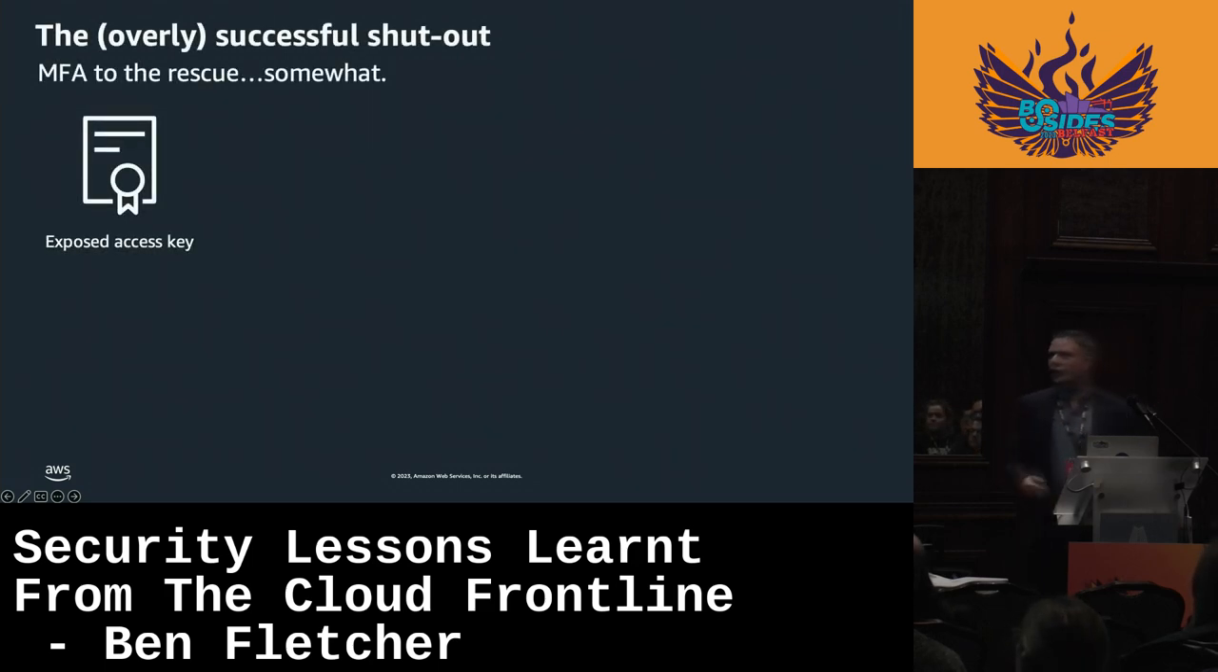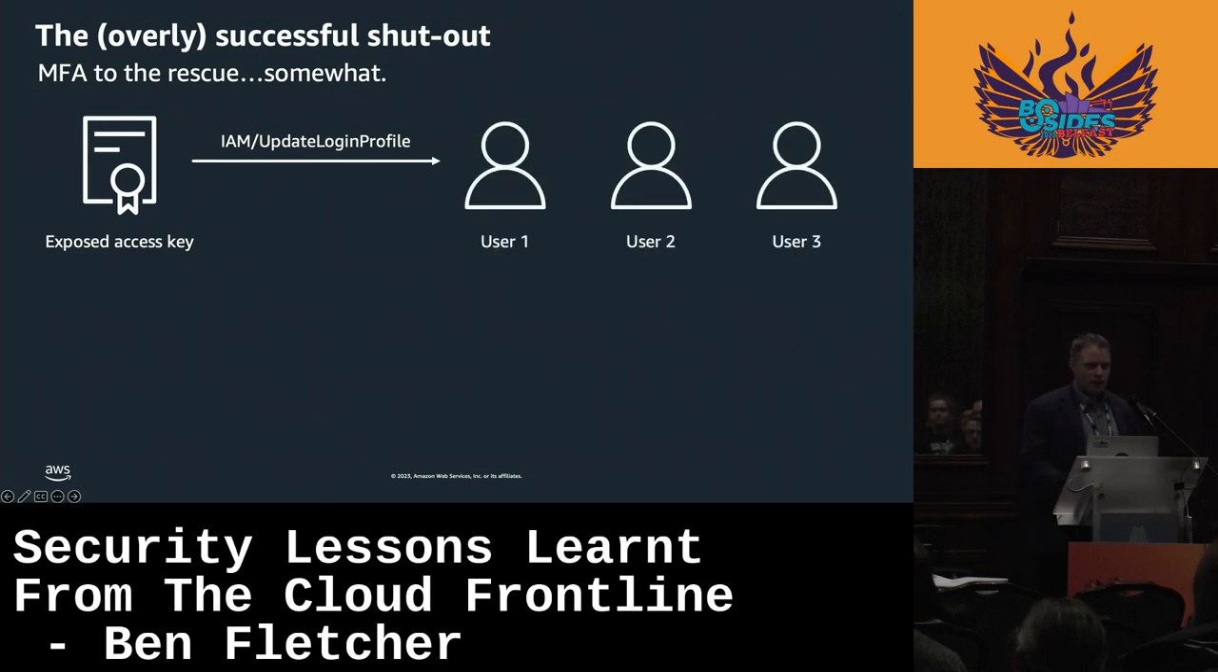Okay, so here's an example. It's a while back now, the overly successful shutout, I called it. An exposed access key had limited permissions, but they were able to see which users were admin, and they were also able to reset their passwords. Fortunately, 2 of the users had MFA enabled. Unfortunately, the 3rd user didn't have MFA enabled. So they were able to reset the password, and they then privilege escalated themselves to user number 3, became admin, and started resource hijacking.